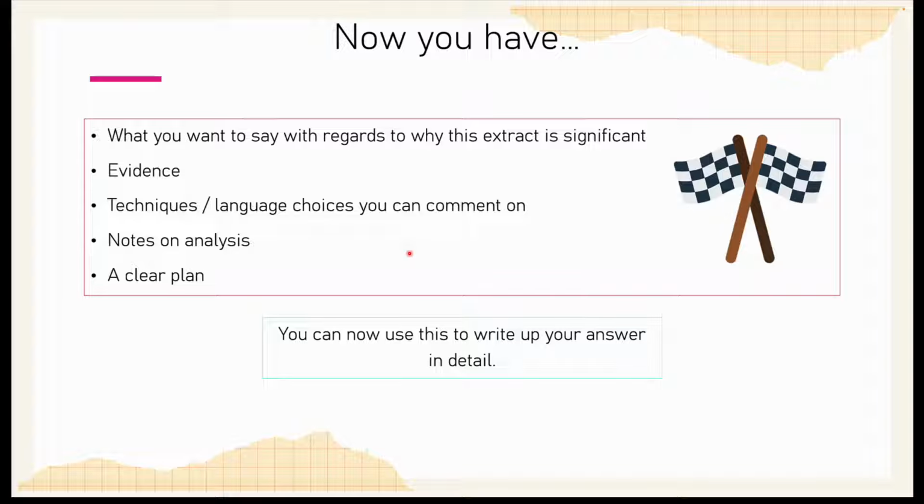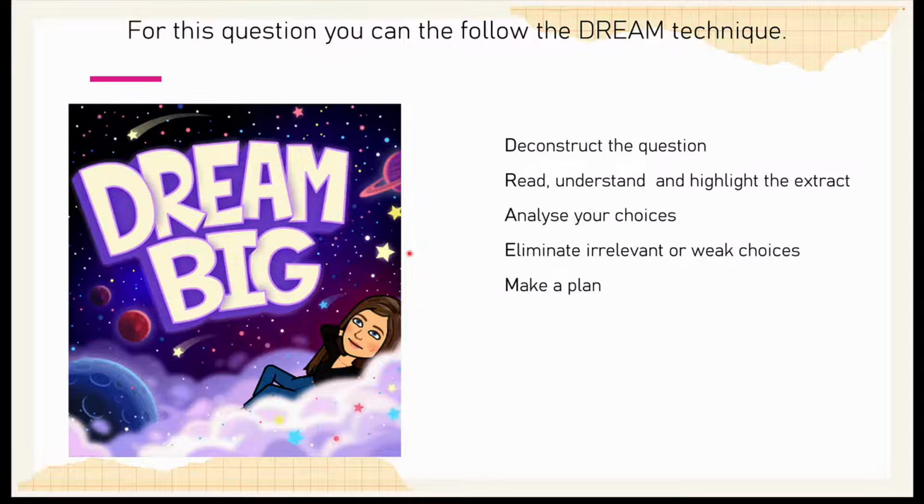So now what you have is what you want to say with regards to why this extract is significant. You have your evidence in the form of the quotations that you've highlighted and annotated. You've got the techniques, the methods, the language choices that you can comment on through your annotation. That also is your notes on your analysis, and you've got a very clear and structured plan that answers the question. You can now use this to write up your answer in detail.